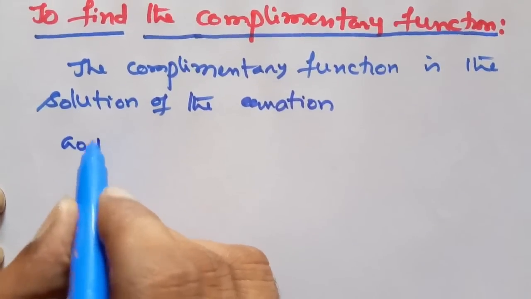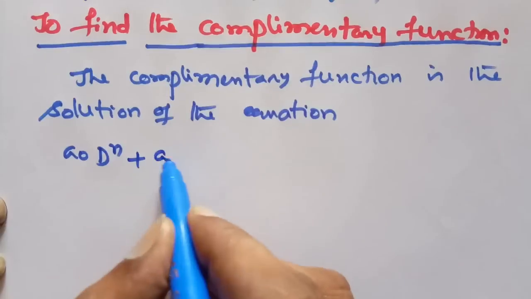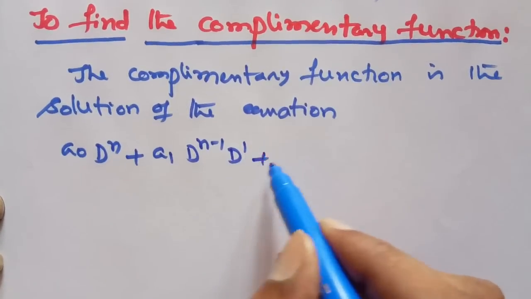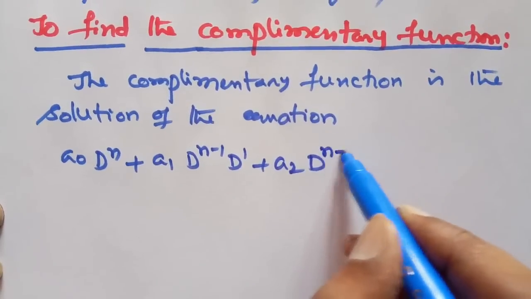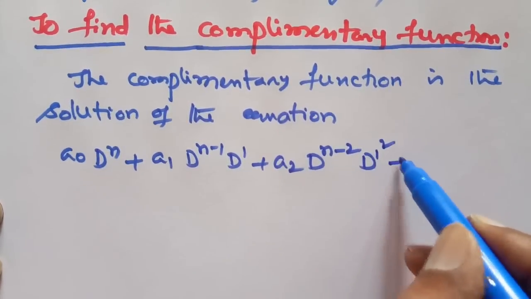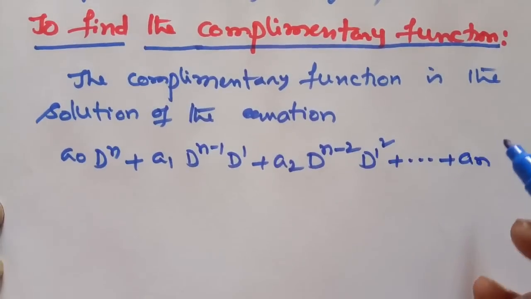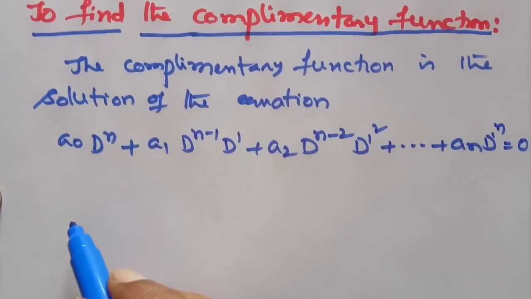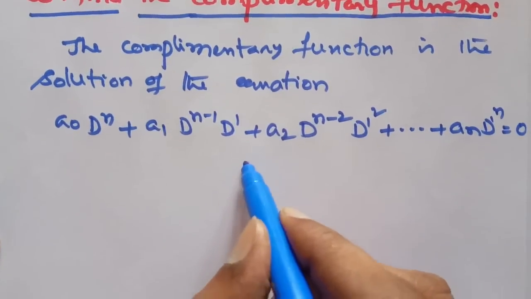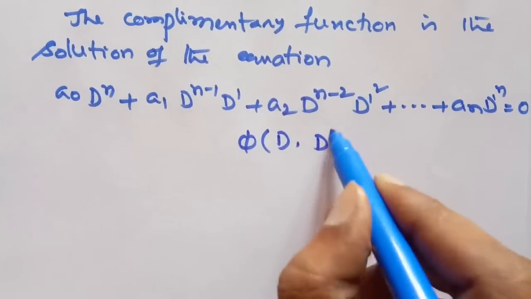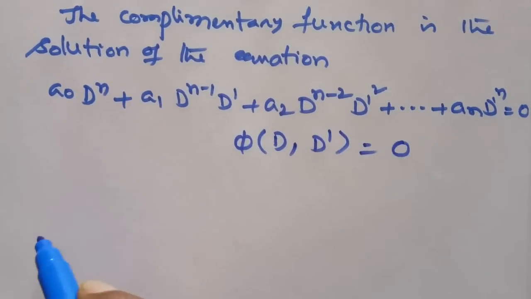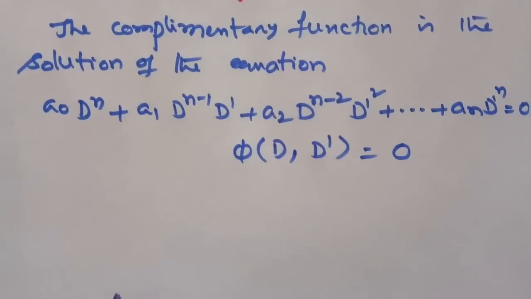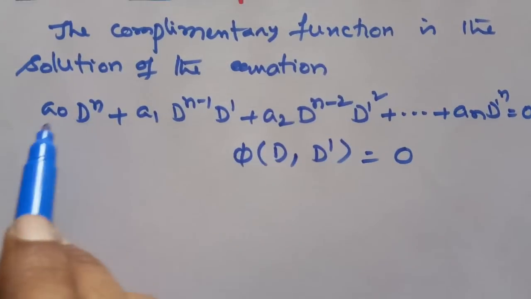a0 D^n + a1 D^(n−1) D' + a2 D^(n−2) D'² + and so on + an D'^n = 0. Therefore, this is φ(D, D') = 0. We are writing this expression as a function of D, D' equal to 0. The complementary function is the solution of this equation.